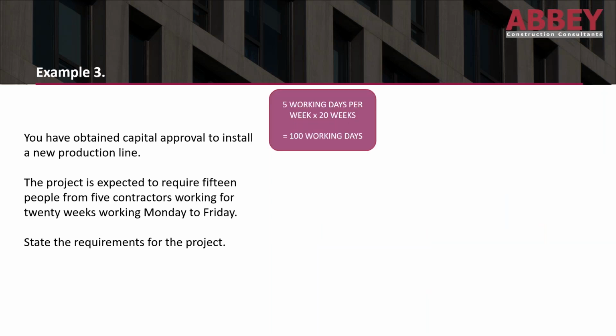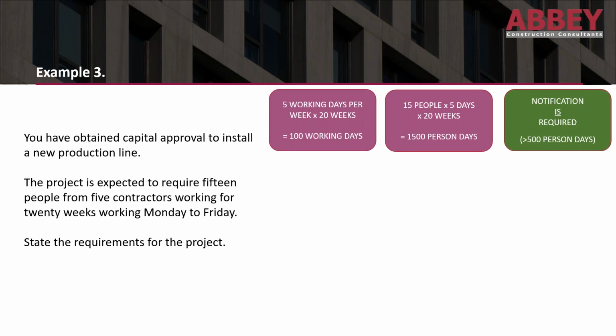And the final example is you've obtained capital approval to install a production line. The project is expected to require 15 people from 5 contractors working for 20 weeks, Monday to Friday. So it's the same calculation. 5 days per week times 20 weeks is 100 working days. We've said it's got 15 people, so 15 times Monday to Friday, the 5 working days, times the 20 weeks is 1,500 person days.